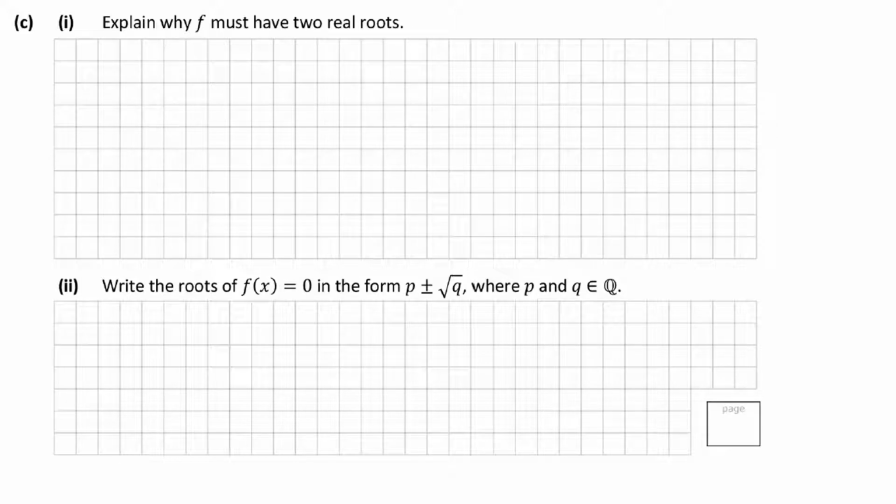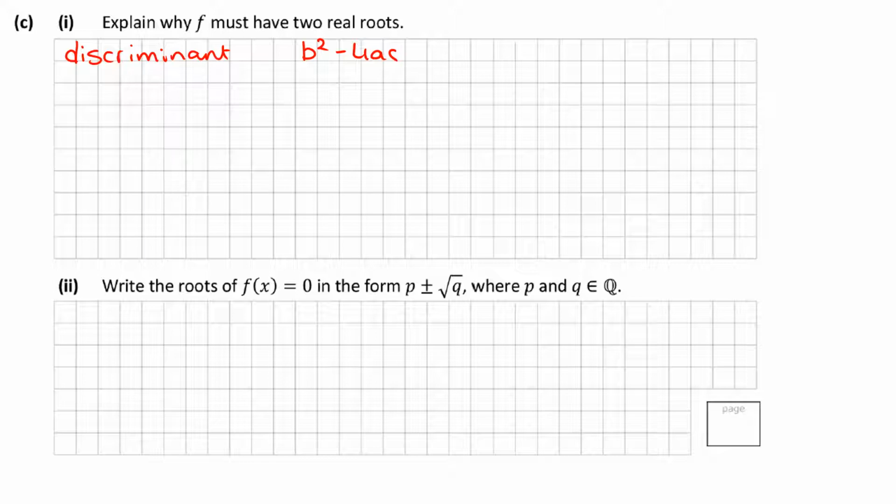The next question, part C, asks us, explain why f must have 2 real roots. Now, there are 2 ways to do this, and I'm going to work off the way that we'll always be able to use. So that's using this thing called the discriminant. And if you can remember, that's b squared minus 4ac. So if you remember your minus b formula, it's the little piece under the square root.